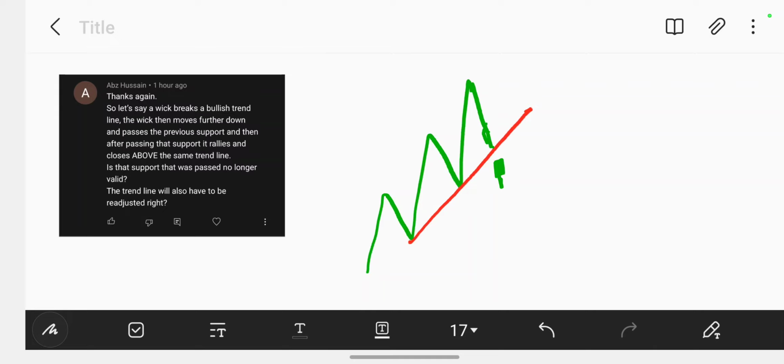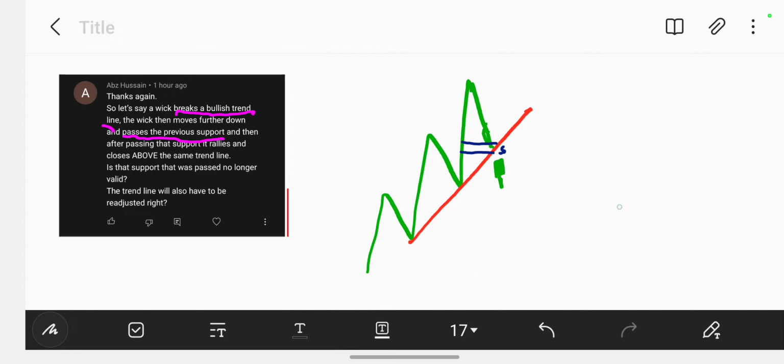And then it moves further down and passes the previous support. Okay, let's say we had support there. Maybe we were planning on buying from that, but we never got any chance. We had a support, so now we can see we broke the trend line, like you said. Let me just do it this way. You said it breaks the bullish trend line, and then it passes the support, which is what we're seeing here on our diagram, and then it rallies and closes above the same trend line.